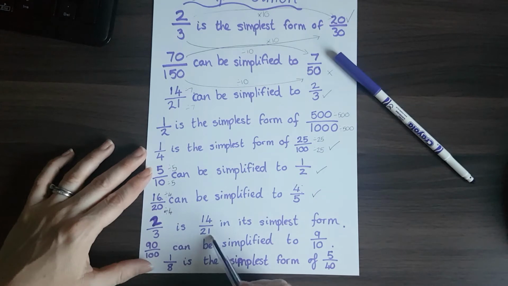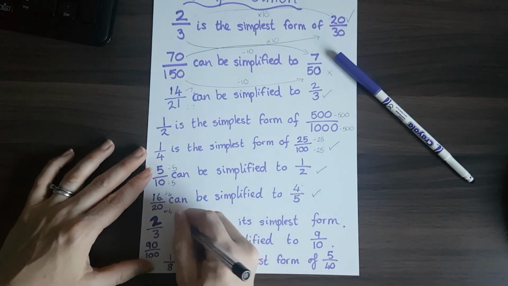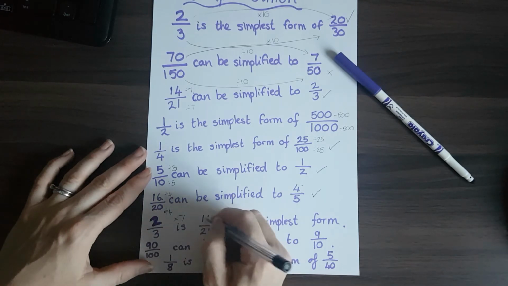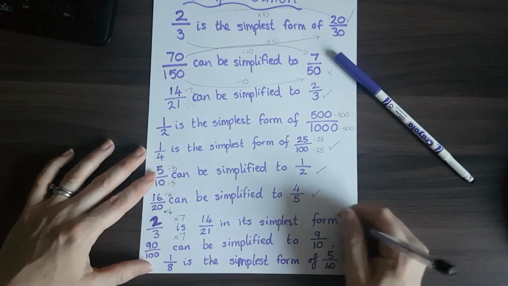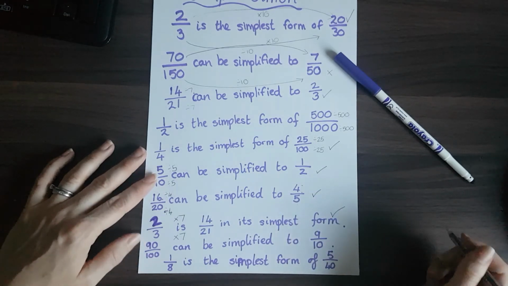2/3 is 14 over 21 in its simplest form. Well, 2 times 7 would get us 14, and 3 times 7 would get us 21. So yes, that is correct.